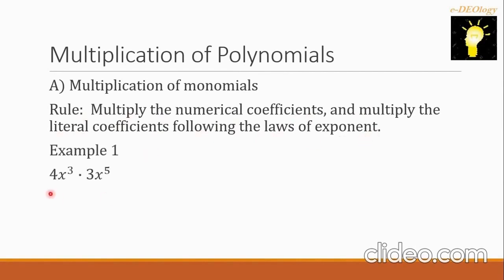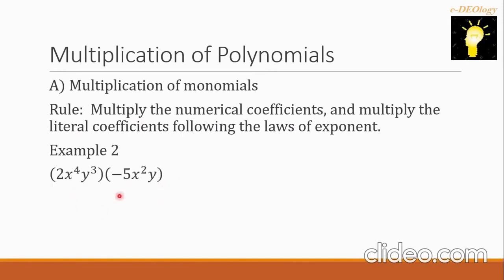Let's see the first example, 4x cubed times 3x raised to 5. We understand this dot here denotes multiplication. So we're going to multiply these two terms. So the rule says we're going to multiply the numbers. So that is 4 times 3, we will get 12, and the x cubed multiplied to the x raised to 5. We will add exponents, so we have x raised to 8. So the final answer here is 12x raised to 8.